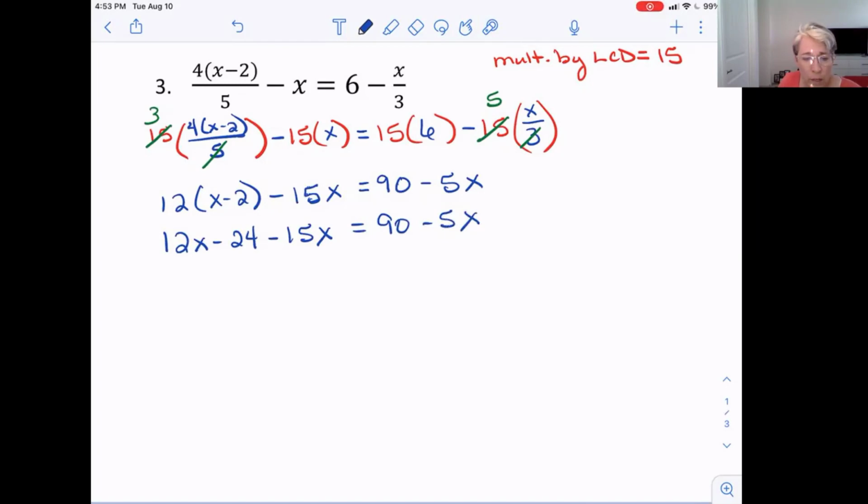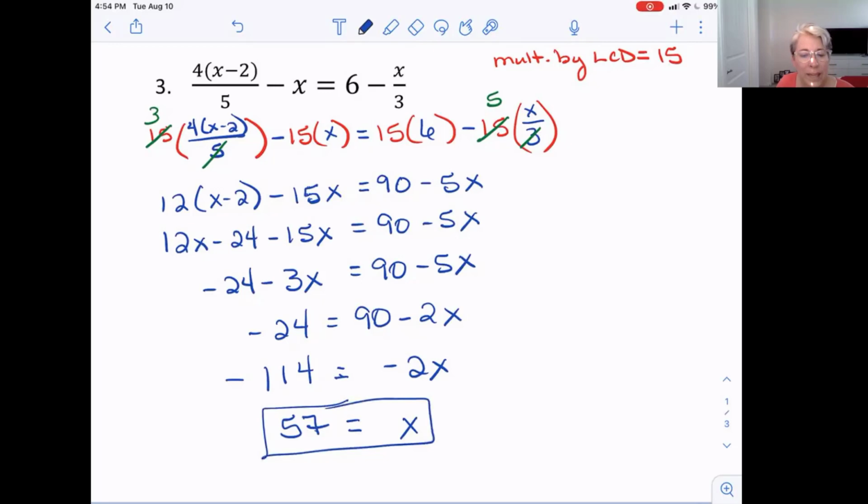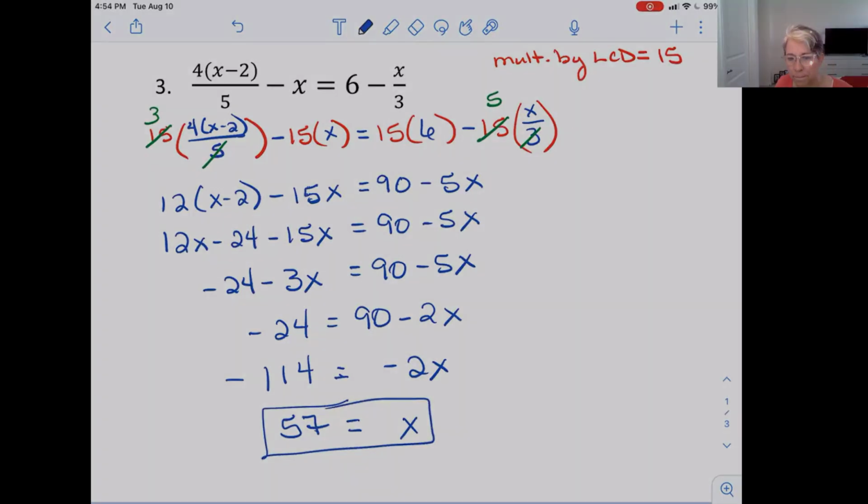Combine our like terms on the left. And now let's get the x terms on one side and the constants on the other. I'm going to add 3x to both sides. And then now subtract 90 from both sides. And now divide both sides by -2. And we get x equals 57.